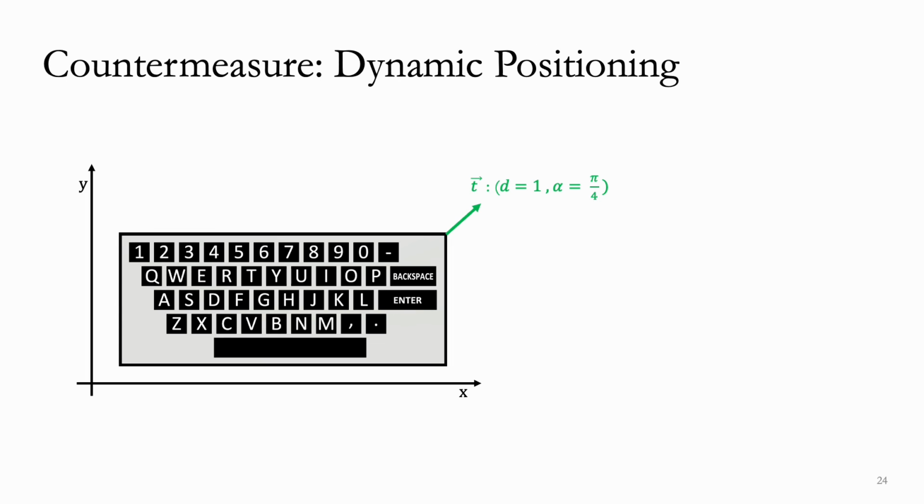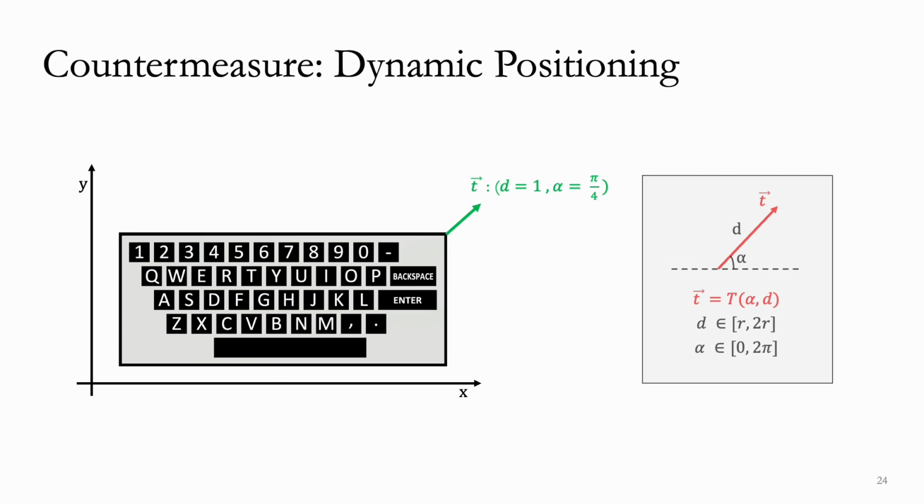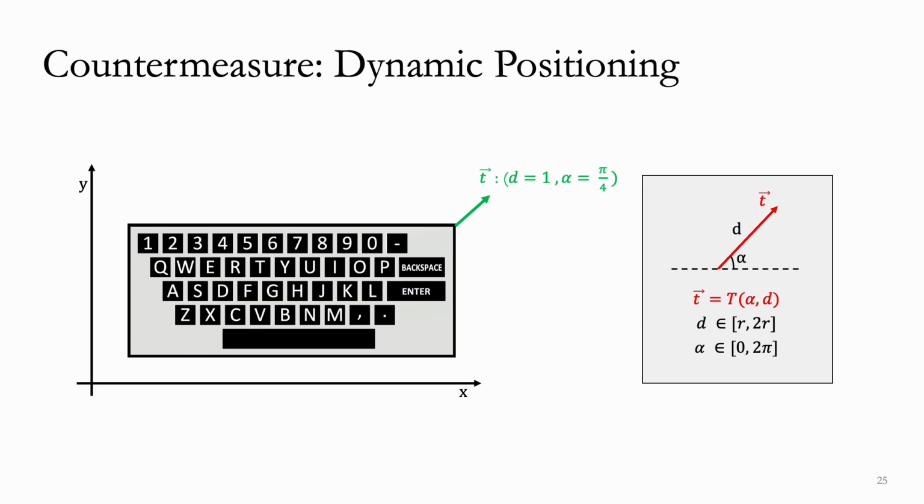As a countermeasure, we propose and analyze dynamic positioning. For x and y dimensions, we define a translation vector t. After each keystroke, we form a translation vector by randomly choosing the angle and the length. Then, we simply slightly move the keyboard in the virtual environment. With this method, we protect against the key identification stage of the attack.